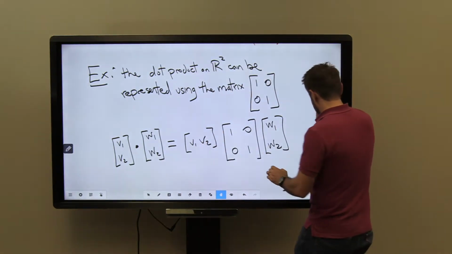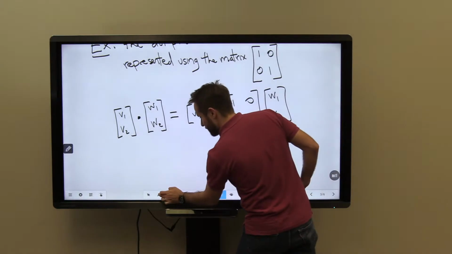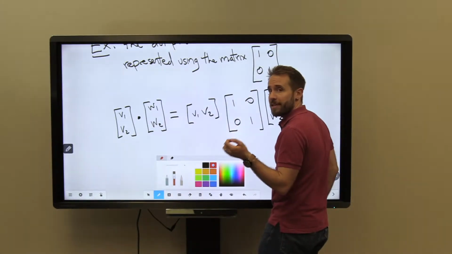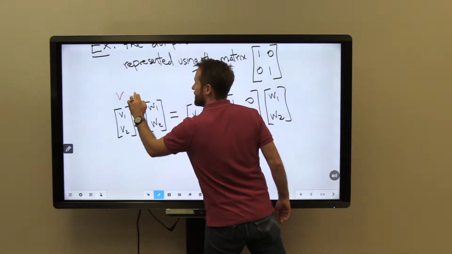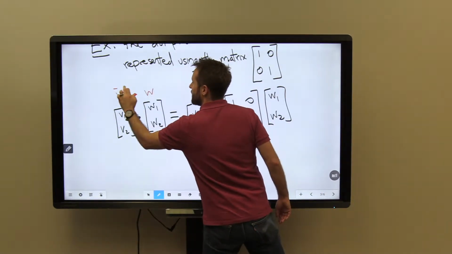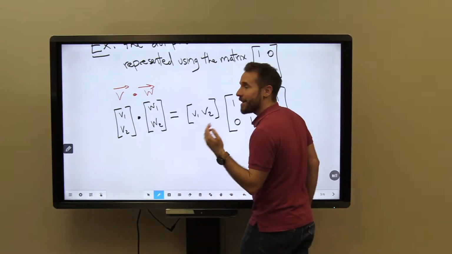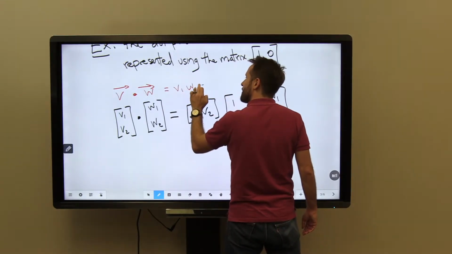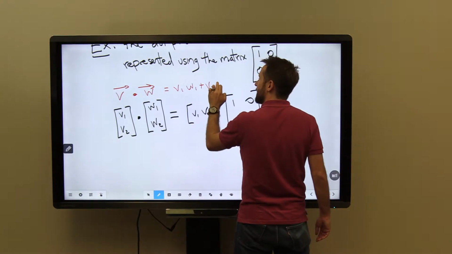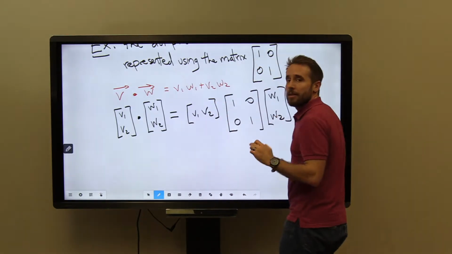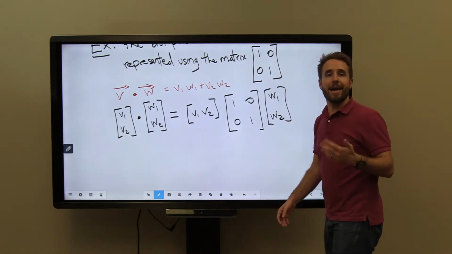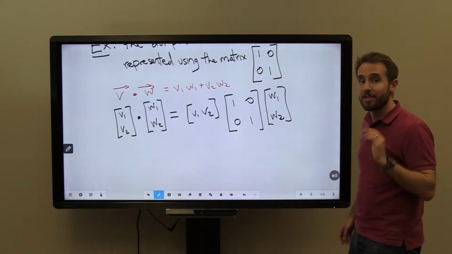v dot w, let me grab a color here. So v dot w, this is v, and I take the dot product with w. Well, I anticipate that answer being v1 times w1 plus v2 times w2. The corresponding components are multiplied together, and then we add them all up. That's our good old friend, the dot product.